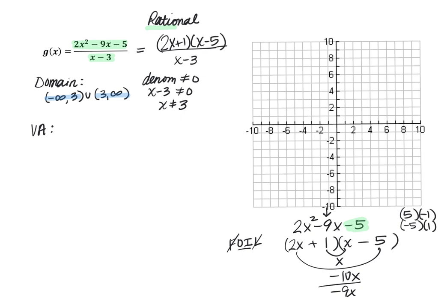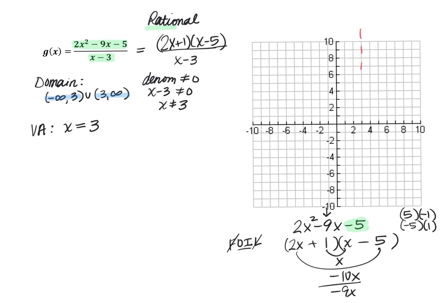And you'll notice now that I cannot simplify this expression at all. We don't have any common factors on the top and the bottom. So what that tells me is I do not have any holes. If you had a common factor, that means that you would have a hole in your graph, but we don't have common factors, so we have no holes. So my vertical asymptote is just going to be that value that caused the denominator to be 0. In this case, x equals 3.